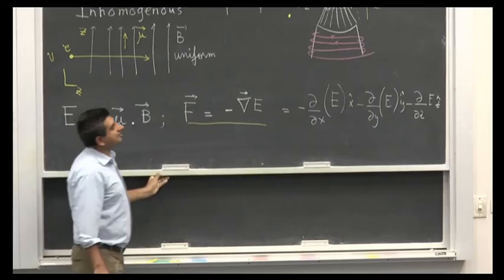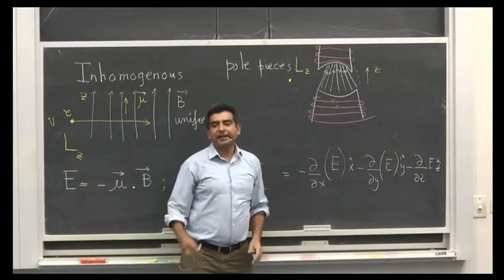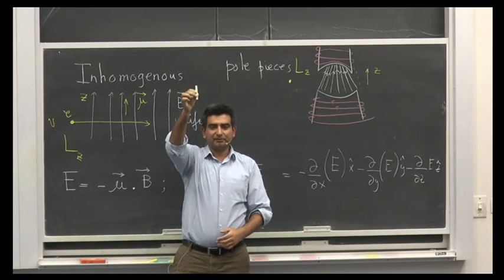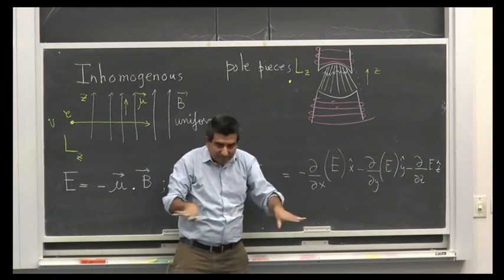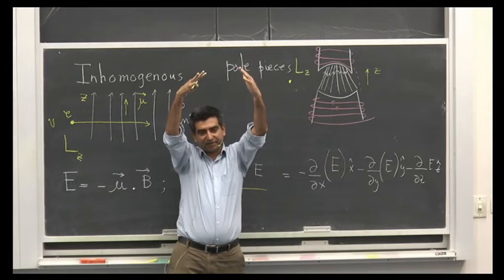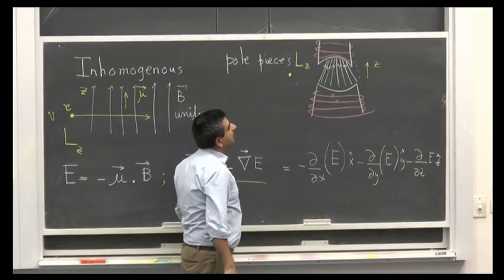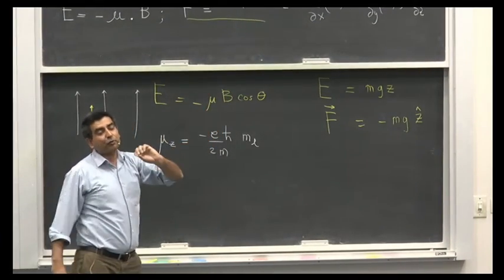Now, what direction is the magnetic field pointing in? It's pointing in the upward direction. Alright, pointing in the upward direction, but it's weaker at the bottom and stronger at the top, but still pointing in the upward direction. Okay? So the magnetic field is B and it only has a z component.